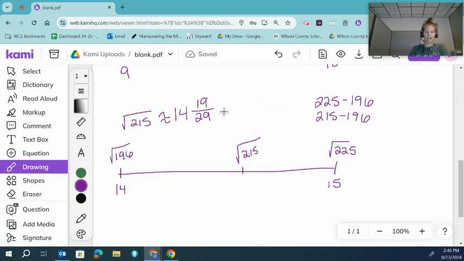So 19/29. So I get 14 and 19/29, which is approximately equal to 14.655. Again, if we round to the nearest hundredth, it would be 14.66 because that 5 tells that 5 to round up. And then the 6 tells, or the 5 tells the 6 to round up to 7. So we're going to do 14.7 to the nearest tenth.